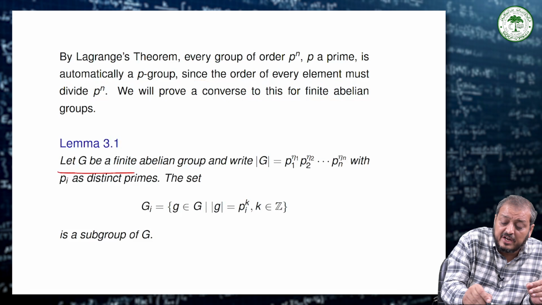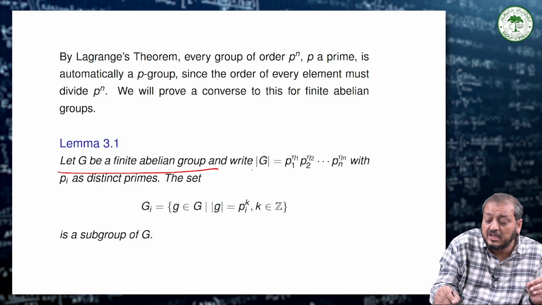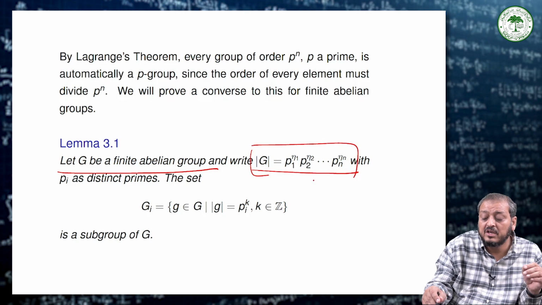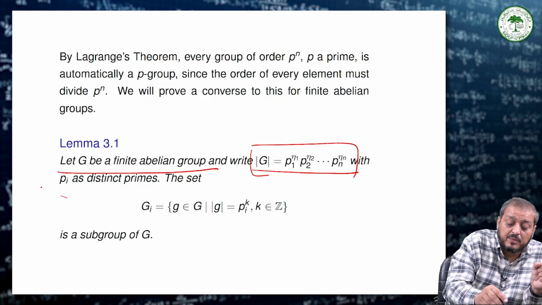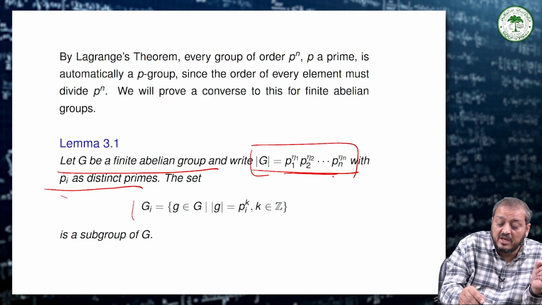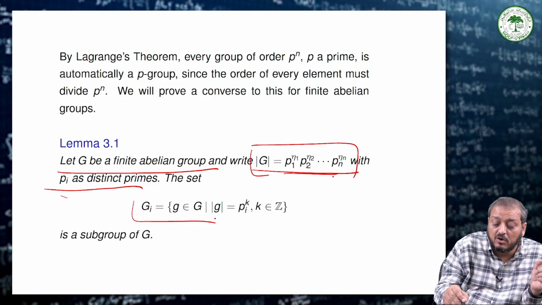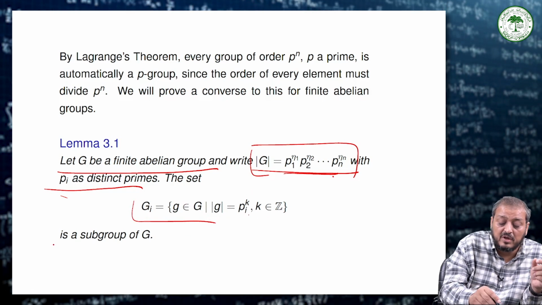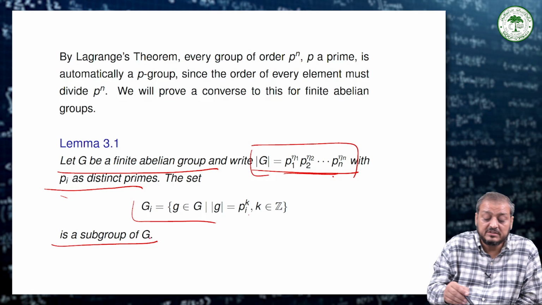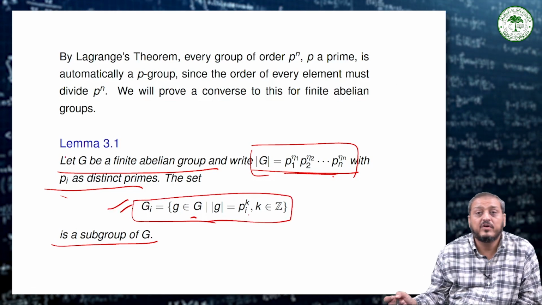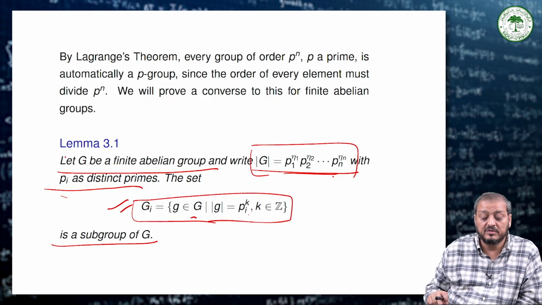Let G be a finite abelian group, and the order of G can be written as a product of primes, p1 to the power n1, p2 to the power n2, and so on, where the pi are all distinct primes. We take the set Gi equal to the set of elements a in G such that the order of a is pi to the power k for some k. We try to prove that this is a subgroup of G.